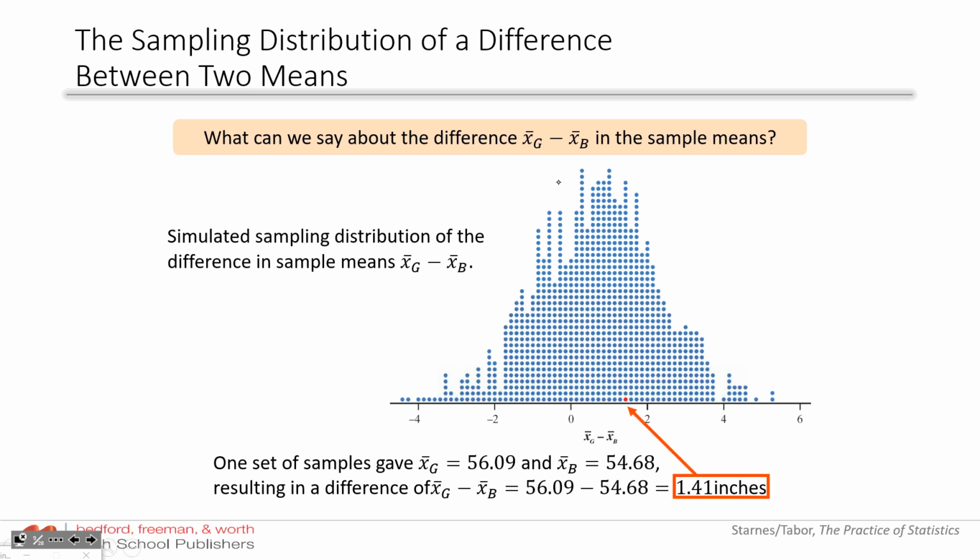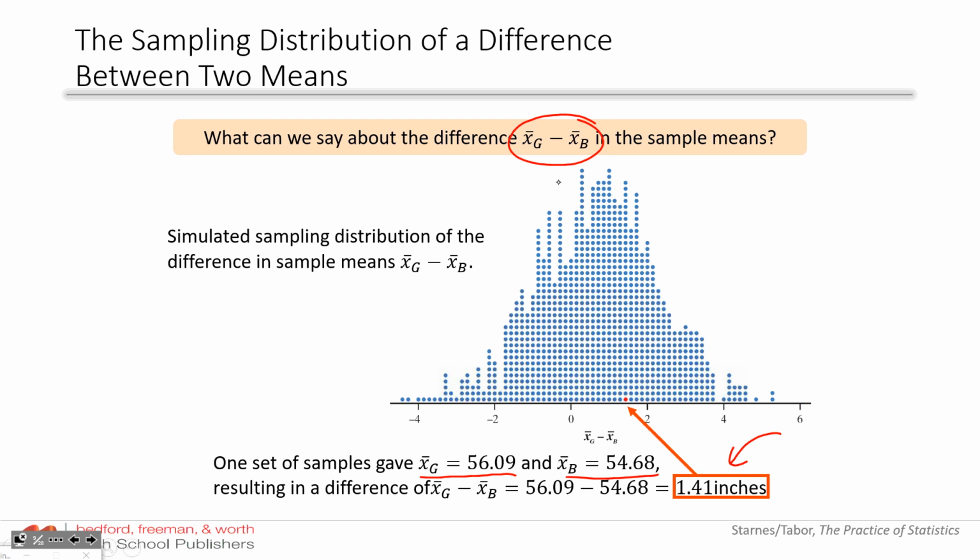If I were to take, for example, one set of samples, maybe one mean for the girls was 56.09 inches and one mean for the boys was 54.68 inches. And if I were to calculate that difference, one thing I want to point out is that we're specifying that we're calculating the difference as the mean for the girls minus the mean for the boys. If I had switched that, and did the mean for the boys minus the mean for the girls, it would basically be a mirror image, flip-flop. All the negatives become positives, positives become negatives. So anyway, in this case, this one set of samples down here gives us a difference of 1.41 inches. So 1.41 inches is that red dot.